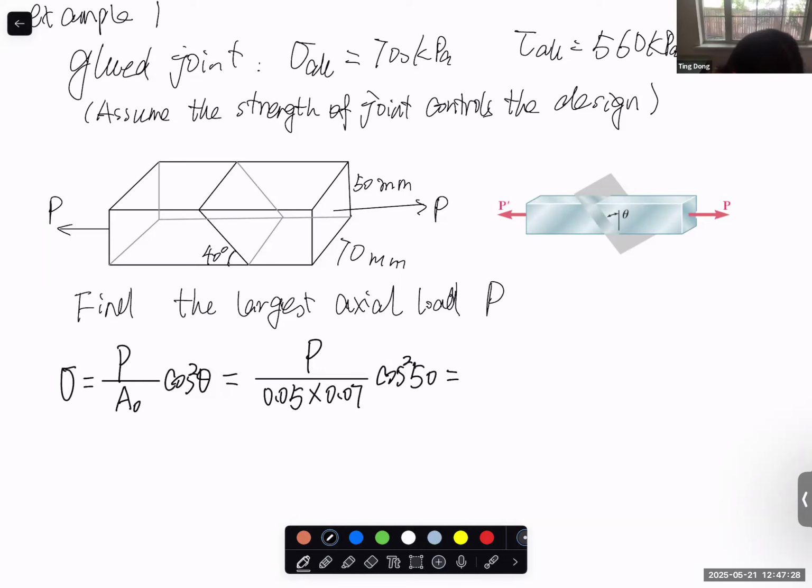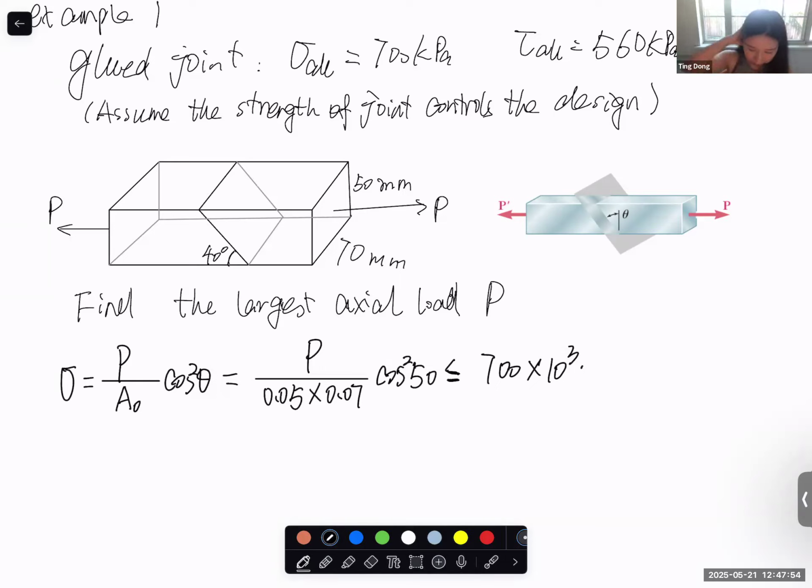So this should be smaller than or equal to the allowable normal stress. Oh no, Pascal. Again, convert everything to Newton and meter. So the force you solve for should be in Newton.